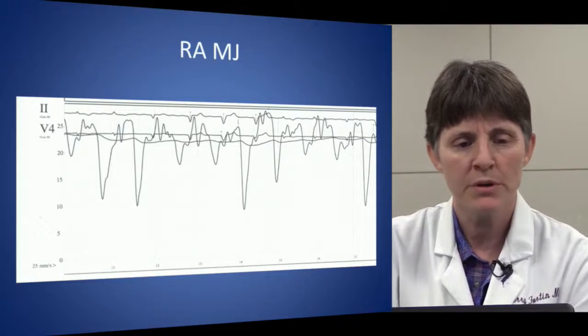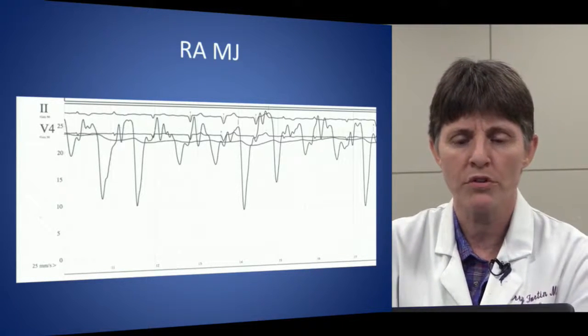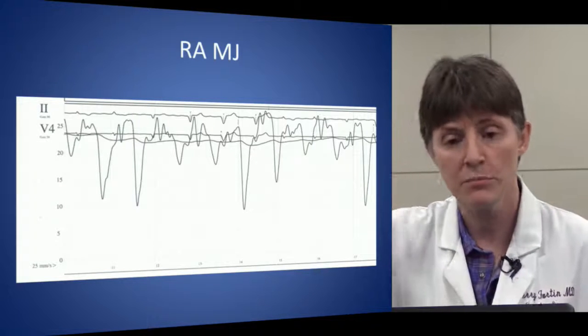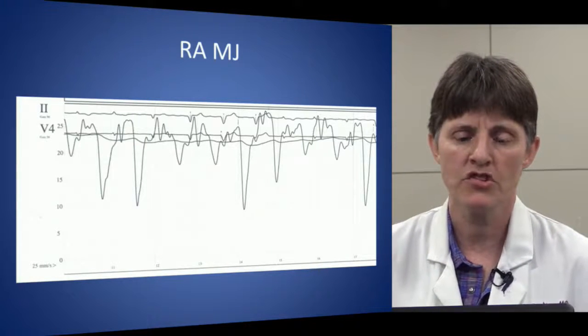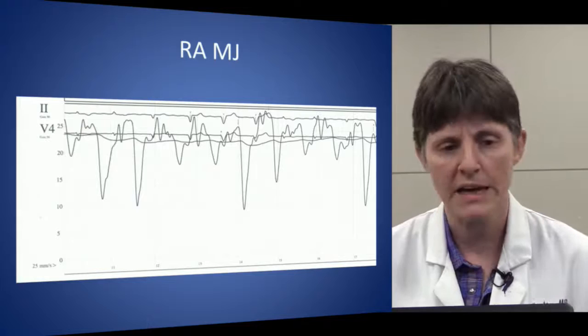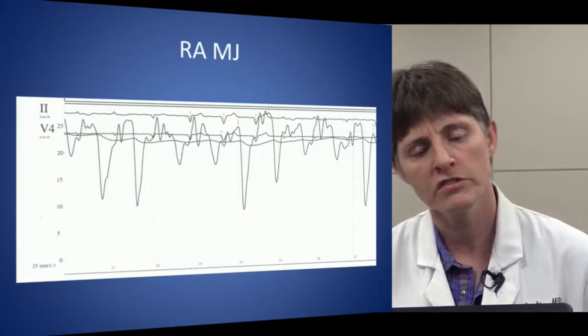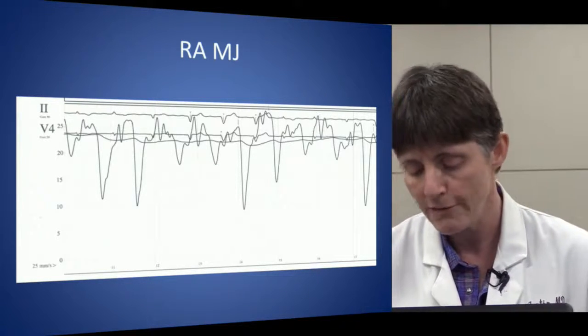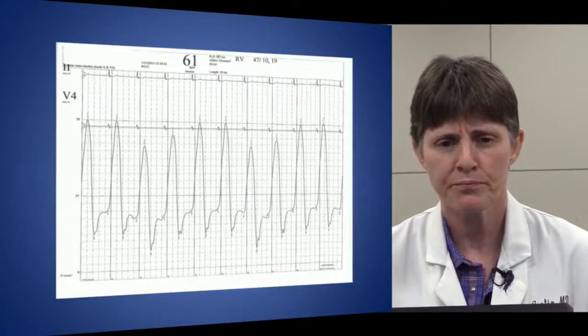You see a steep Y descent, so when the person breathes in and out, you see these big dips coming down. So again, the shape of the tracing itself tells me a lot about the patient, more than just knowing that the pressure is 25, which is abnormal as well.